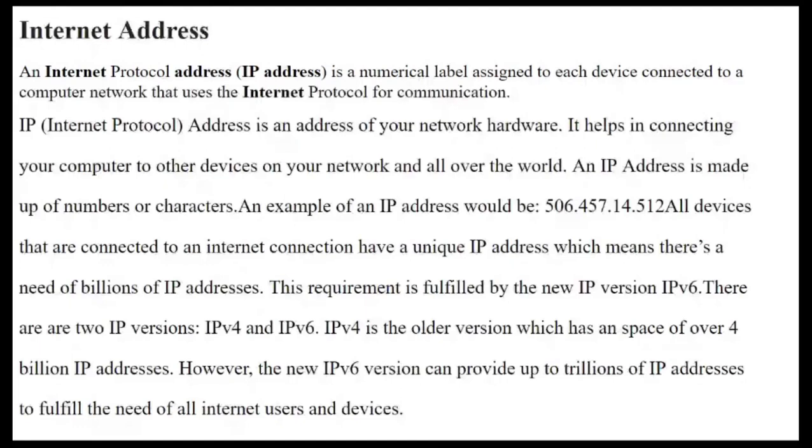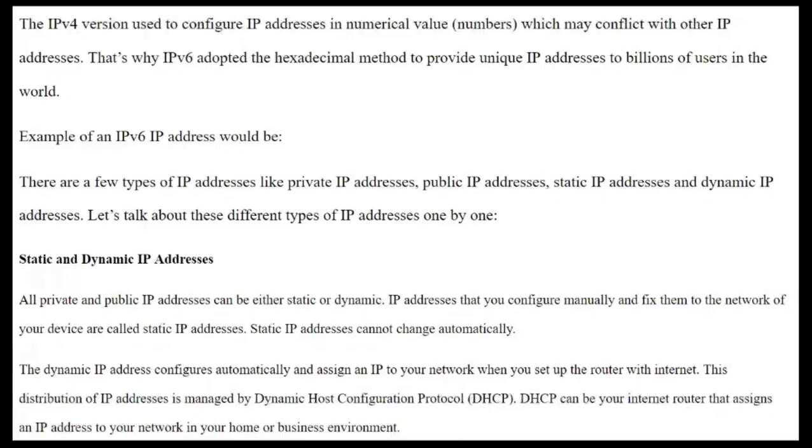So see, the IPv4 version is used to configure IP addresses in numerical values, which may conflict with other IP addresses. मतलब ऐसे नंबर्स होते थे आईपी वर्जन में जो हमेशा कॉन्फ्लिक्ट होते थे. So IPv6 has adopted the hexadecimal method to provide unique IP addresses to billions and trillions of users in the world. Okay, आपको समझ में आया डिफरेंस? आईपी वर्जन 4 में प्रॉब्लम न्यूमेरिकल वैल्यूज में होती थी जो दूसरे आईपी एड्रेस के साथ कॉन्फ्लिक्ट होता था. So IP version 6 adopted the hexadecimal method to provide unique IP addresses to billions of users in the world. So IP address के examples आपको मैं बताऊंगी आगे.